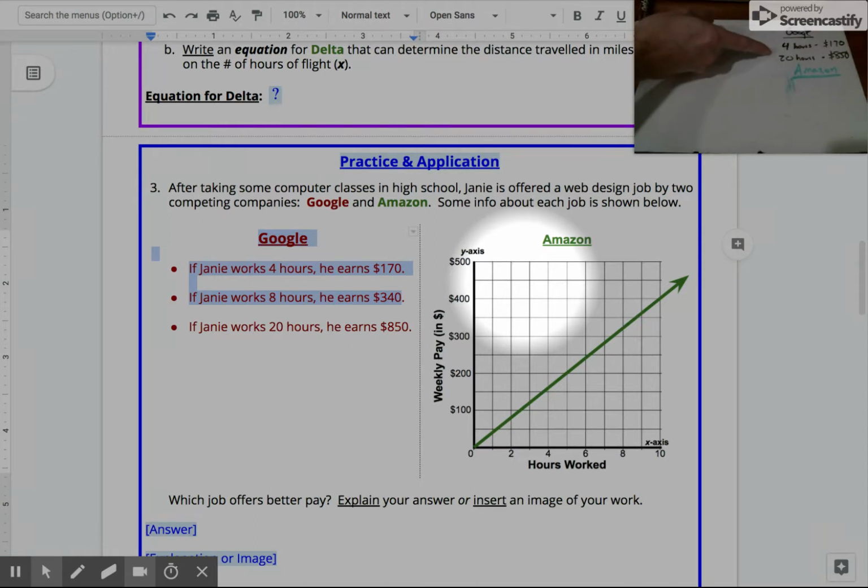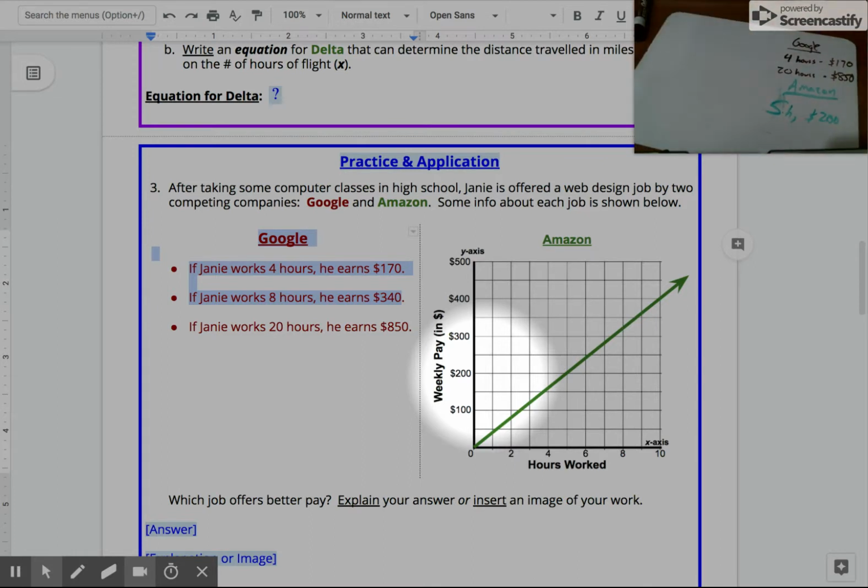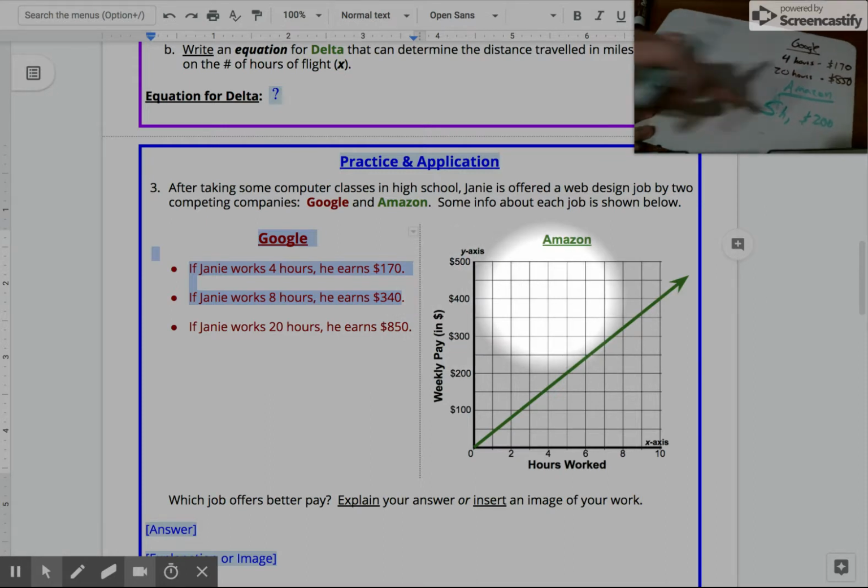We've copied Google's information up here, and for Amazon, one key point I'd want to see, I'm looking for where this green line hits the corner of a grid box, and the first time it does it really well is right here, where it lines up with 5 hours and $200, so I'll go ahead and put 5 hours and then $200 for Amazon. And if you keep following this line, it also ultimately doesn't hit many corners of a grid box, but right here again, it lines up at 10 hours and $400. So 10 hours in for Amazon, we're going to have $400 in pay.